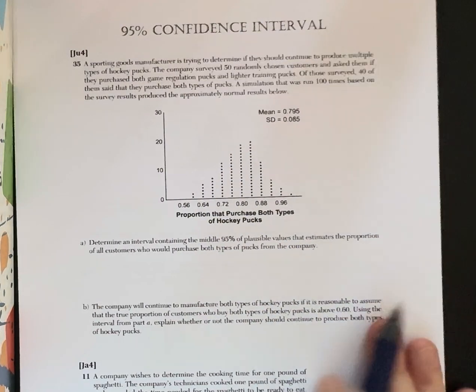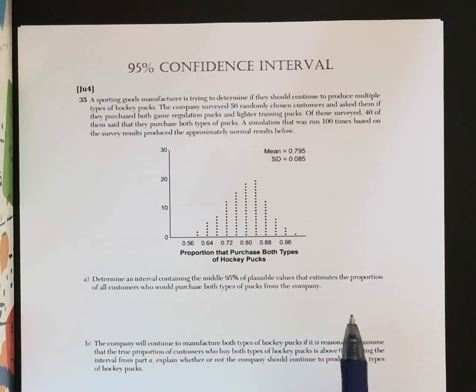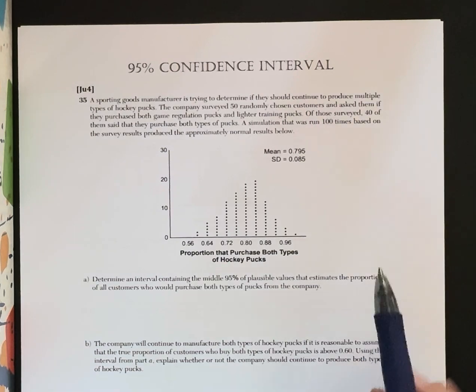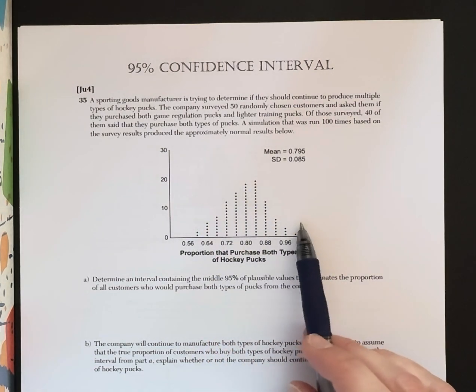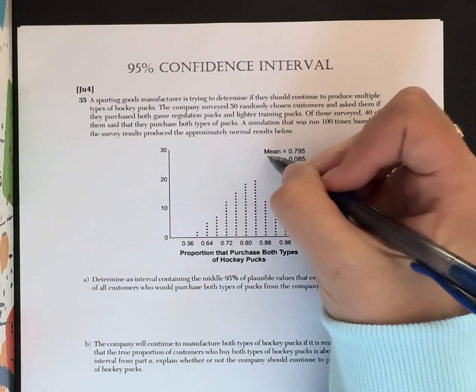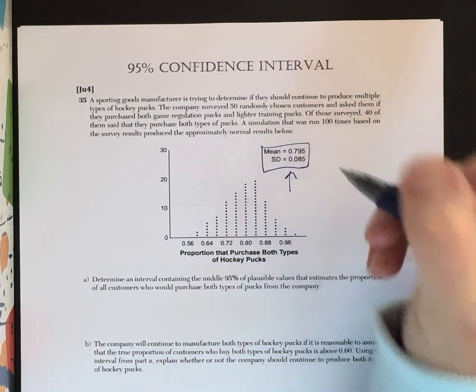Let's try another one. A sporting goods manufacturer is trying to determine if they should continue to produce multiple types of hockey pucks. The company surveyed 50 randomly chosen customers and asked them if they purchased both game regulation pucks and lighter training pucks. Of those surveyed, 40 of them said that they purchased both types of pucks. A simulation that was run 100 times based on the survey results produced the approximately normal results below. You've got your simulation. This one has 100 dots on it. The mean and the standard deviation are right here. This should stick out to you.